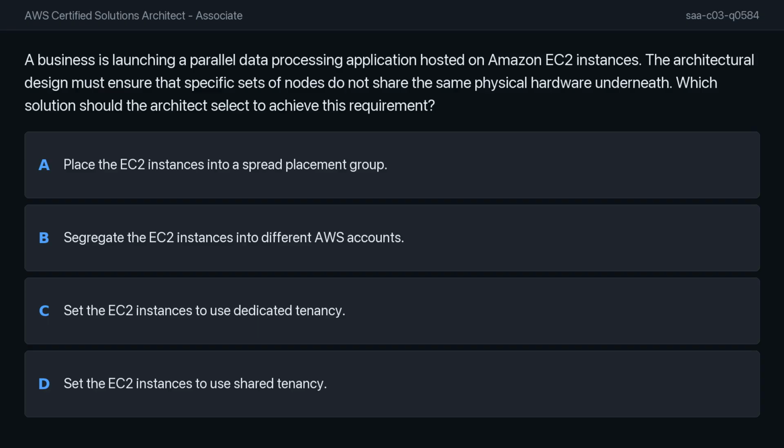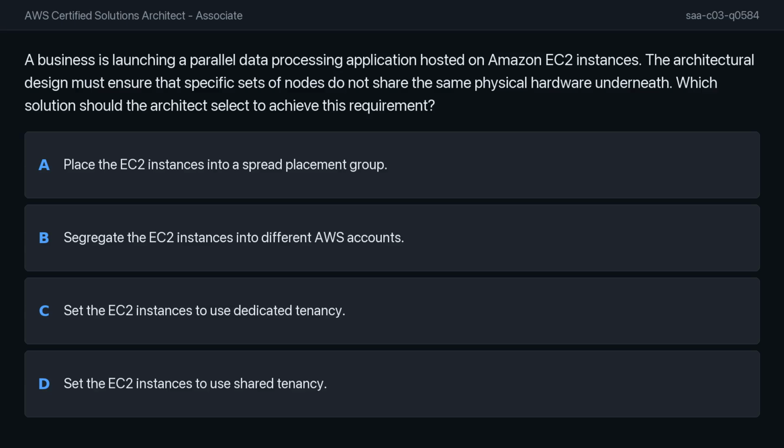On the other hand, option B, segregating the EC2 instances into different AWS accounts, is a necessary way to segregate applications, but it doesn't guarantee physical server isolation. Option C, setting the EC2 instances to use dedicated tenancy, is also a good solution. It provides physical server isolation, but dedicated tenancy isn't the only solution in this question. Finally, option D, setting the EC2 instances to use shared tenancy, is incorrect because shared tenancy does not guarantee physical server isolation. Therefore, the best answer here is option A, placing the EC2 instances into a spread placement group.